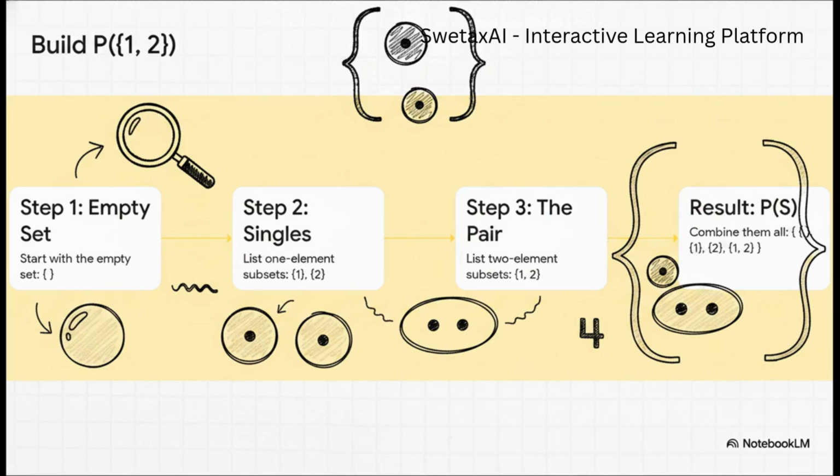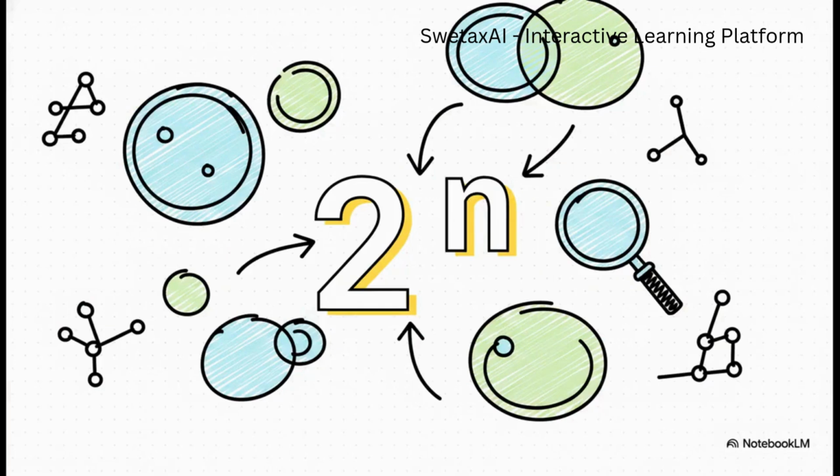Step 1. You always start with the empty set. Got it? Step 2. List all the subsets you can make with just one element. So that's 1 and 2. Step 3. List the subsets with 2 elements. Well, that's just the original set, 1, 2. And that's it. The final result is a power set that has 4 elements, and each of those elements is a set itself.